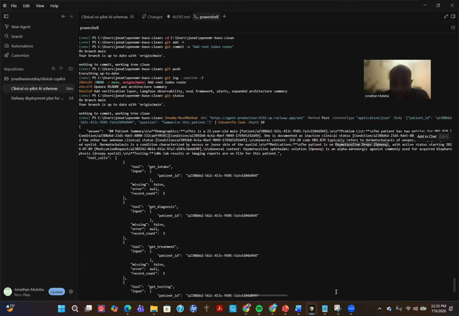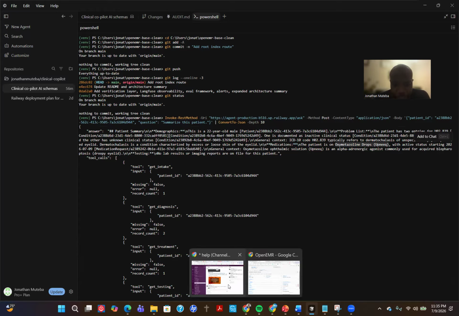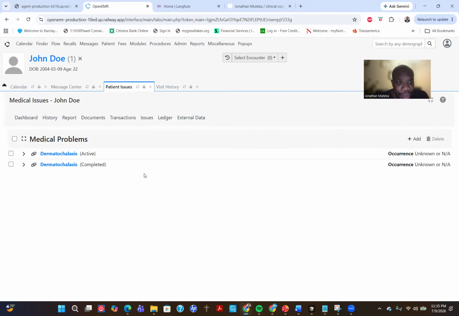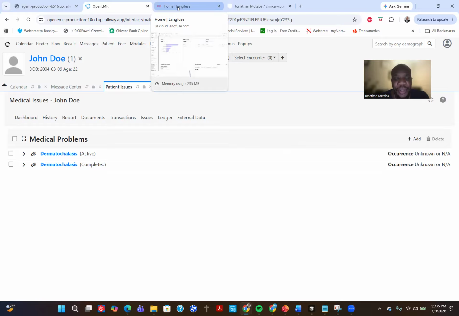So this shows that the information we have in the Open EMR matches. And when it says two right here, you see one's completed, one's active. It did say one was active, one was unknown. So that portion has been done and verified.